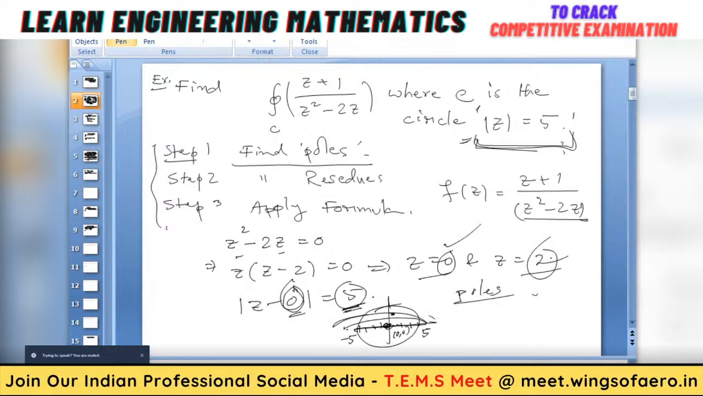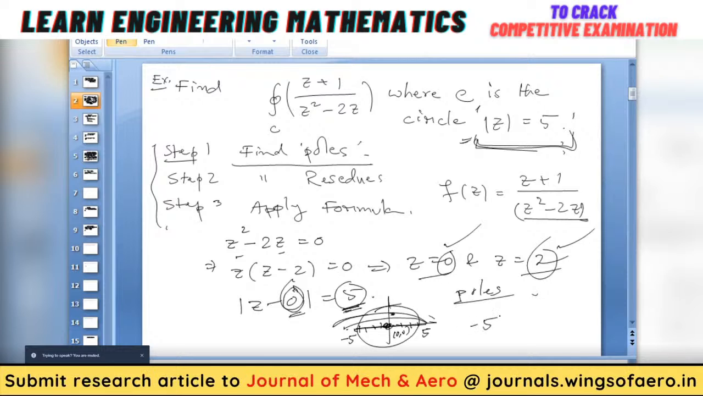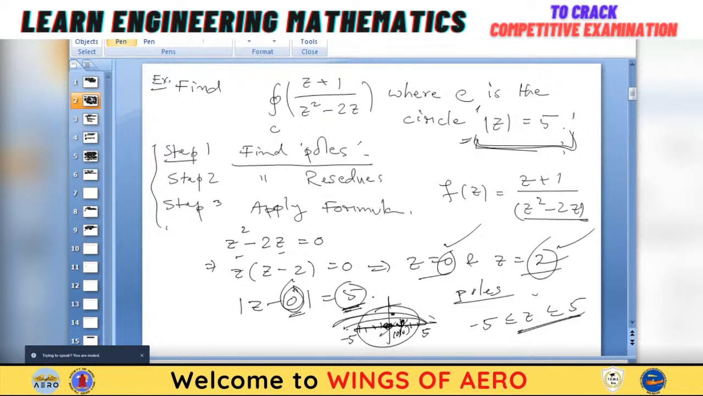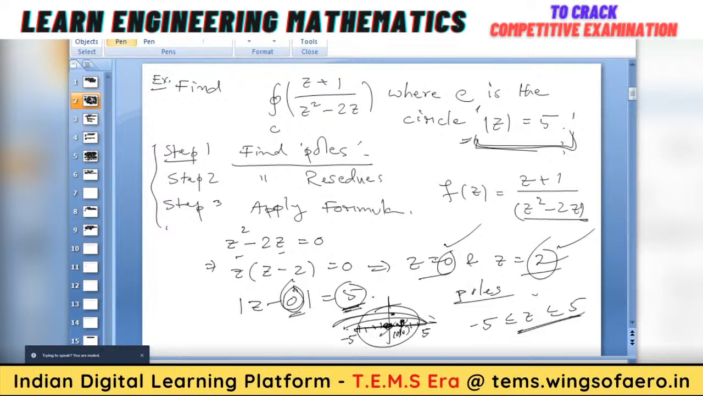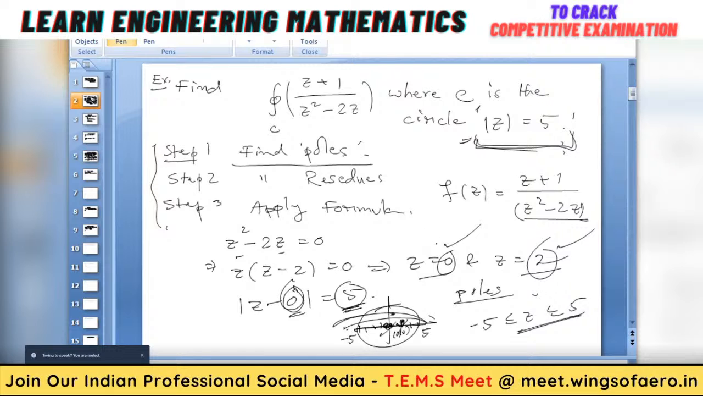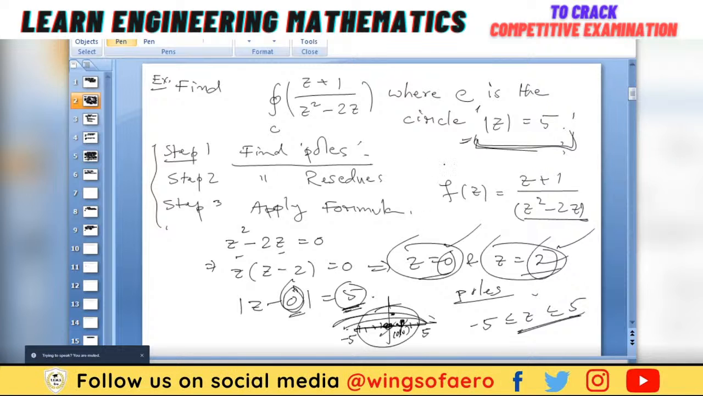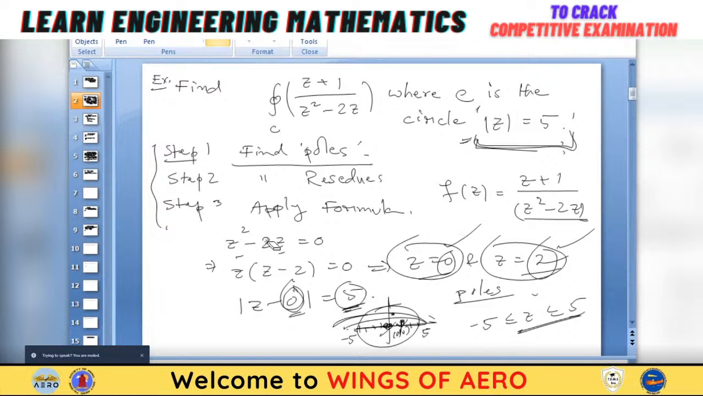We can see that 0 and 2 both are inside this region. 0 is the center and 2 is a point here like this. So we have to consider both the poles. Now I want you to find the residue for z = 0 and the residue for z = 2 by applying the residue formula which we used in the previous day. Please apply the formula and tell me what the residues are.